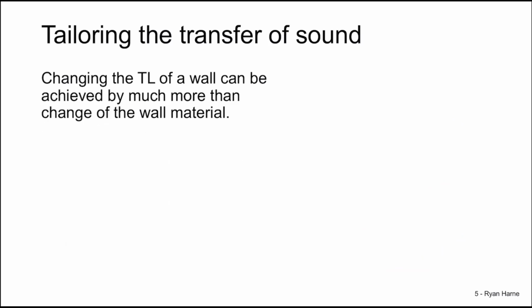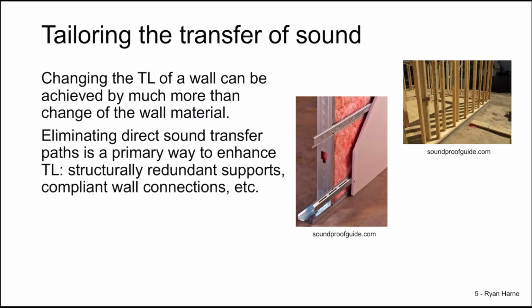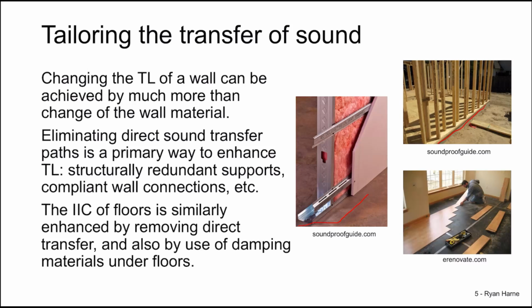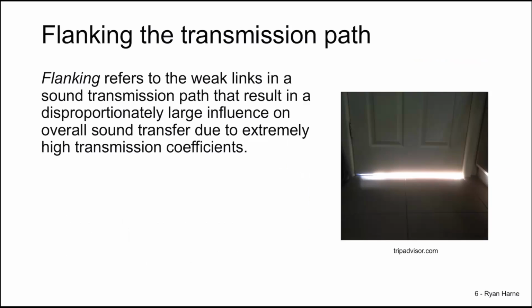Changing the TL of a wall can be achieved by much more than change of the wall material. Take, for instance, the approach of eliminating the direct sound transfer path, whether through resilient connections between the drywall and the studs, or through the use of redundant structural supports. These are ways of using minimal extra mass but achieving significant improvements of transmission loss. Similarly, IIC of floors is enhanced by removing the direct transfer path, whether through staggered floor joists or by putting interfacing layers of damping materials under the floor media.